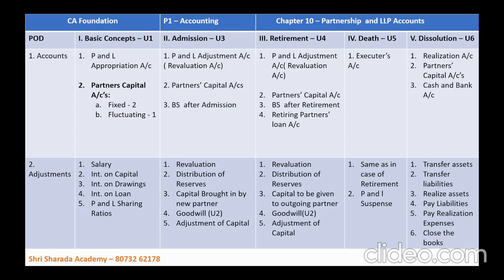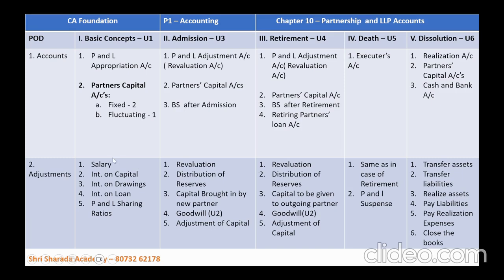Profit and loss account shows how our partnership firm has earned its profits, whereas for the same accounting period, the profits earned by the firm, how it has been distributed among the partners, you can see in the profit and loss appropriation account. And the second account we prepare is partners capital accounts, which can be prepared under fixed system, under fluctuating system. Under fixed system, we prepare 2 accounts, that is capital account and the current account. Under fluctuating system, we prepare only 1 account, that is capital account.